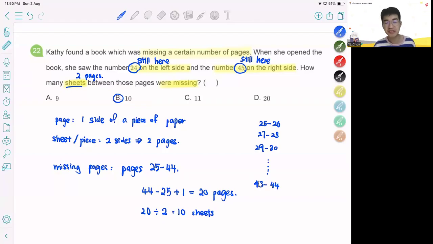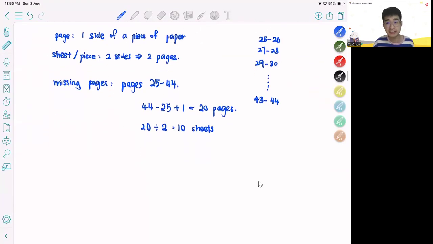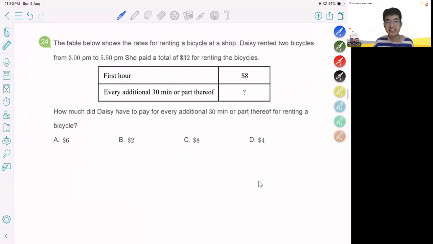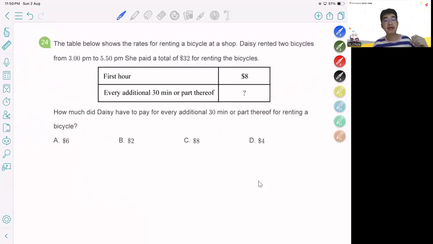Okay, now moving on to the question with the lowest accuracy rate yet. Right, so let's look at this question with quite some concepts to explain and some details that you might miss easily. The table below shows the rates of renting a bicycle at a shop, right? So the longer you rent a bicycle, of course, the more price that you need to pay. Daisy rented 2 bicycles from 3 p.m. to 5:50 p.m. She paid a total of $32 for renting the bicycles.